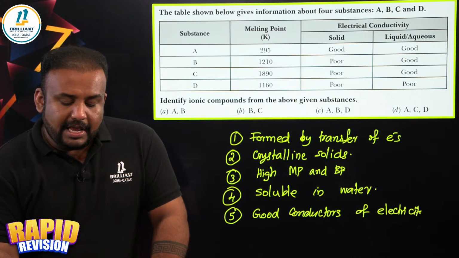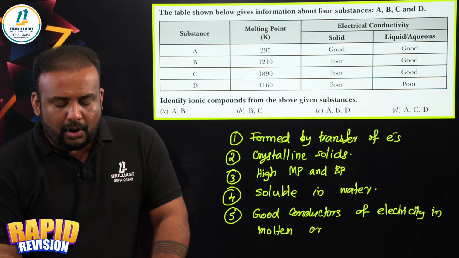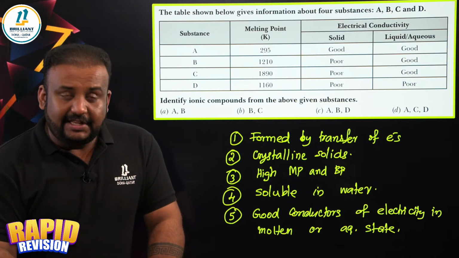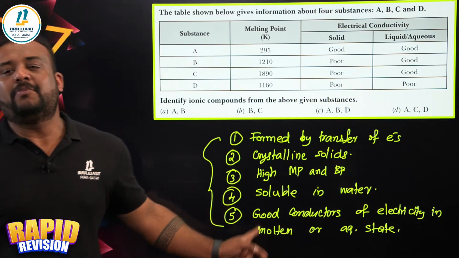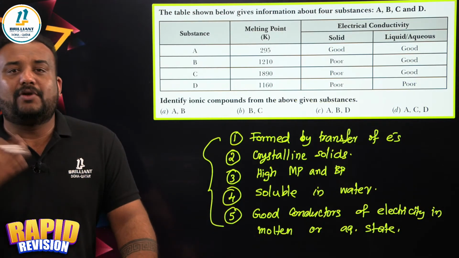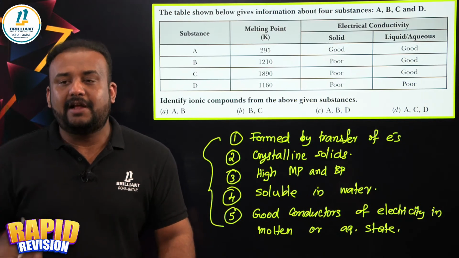But remember, in the molten state or in the aqueous state. But in the solid state, they do not conduct. This is a very, very important point. In the solid state, ionic compounds do not conduct because there are no free ions. But in the molten state or in the aqueous state, they can conduct.